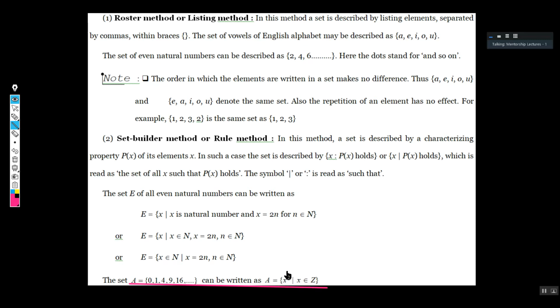And if you expand this rule, you will get the roster form. If you say this as the set builder form, you can say this as the roster form. Roster form clearly gives you all the elements, but set builder form gives you only the rule. That's what you have to understand. This is nothing but roster, and this is nothing but set builder. I hope you understand what I'm saying.